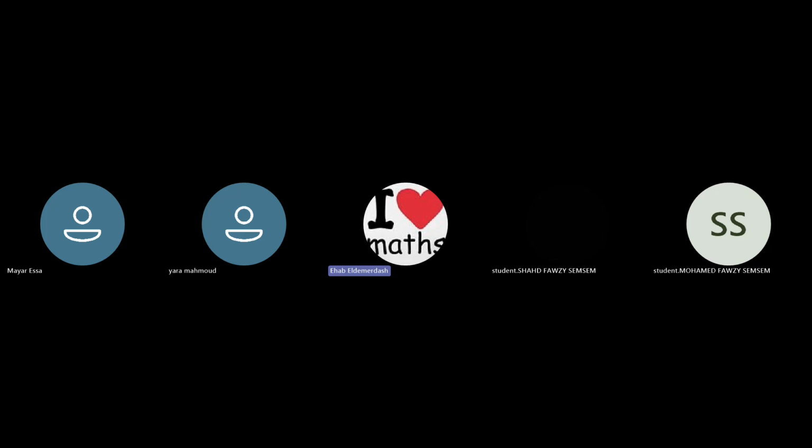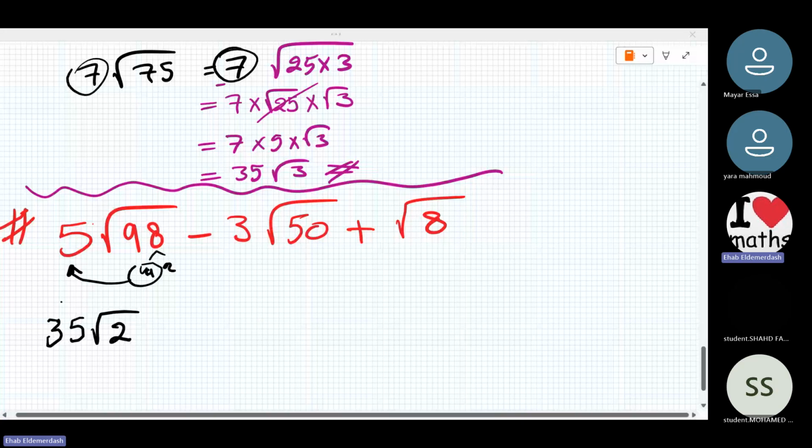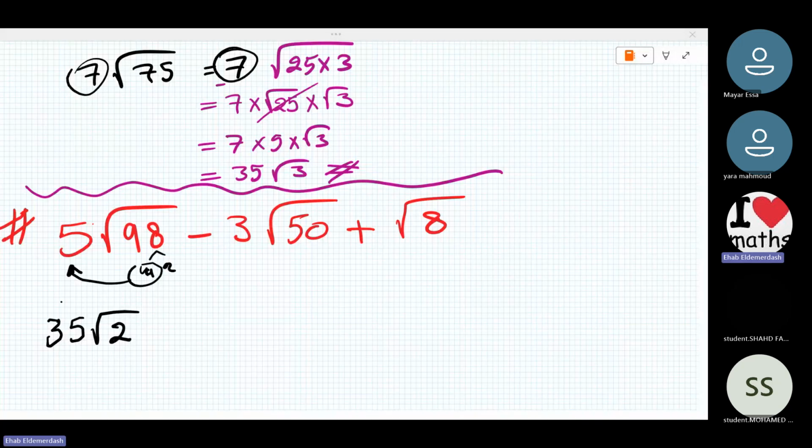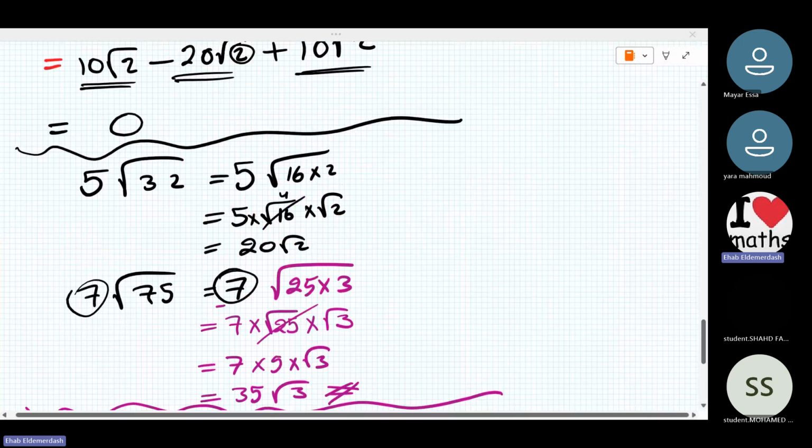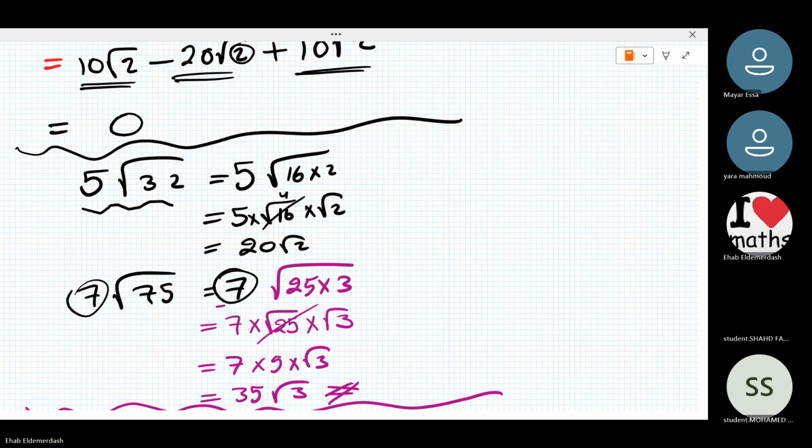To write every term in its simplest form, I showed you how to deal with a term like this: 5 root 32. We can make a divide.